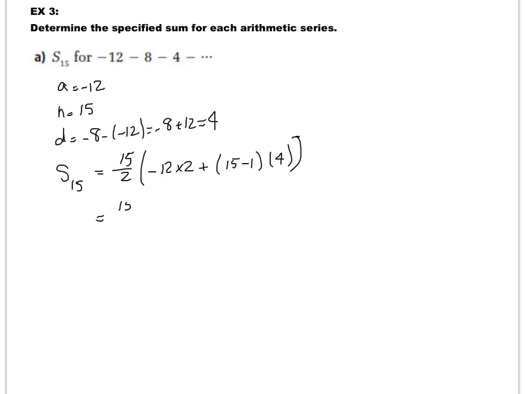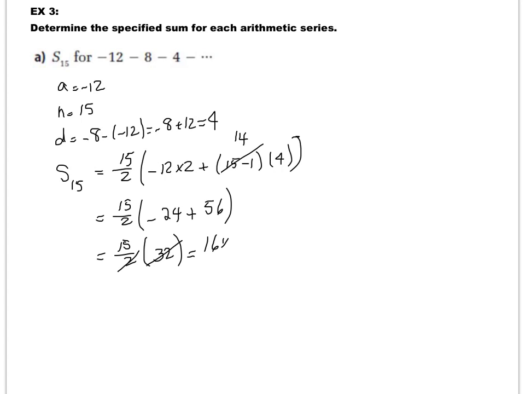Now, this is 15 over 2, -12 times 2 is -24, 15 minus 1 is 14. Now 14 times 4 is going to give me 56. This is 15 over 2 times 56 minus 24, which is going to give me 32. 32 over 2 is 16, so 16 times 15 is going to give me 240.